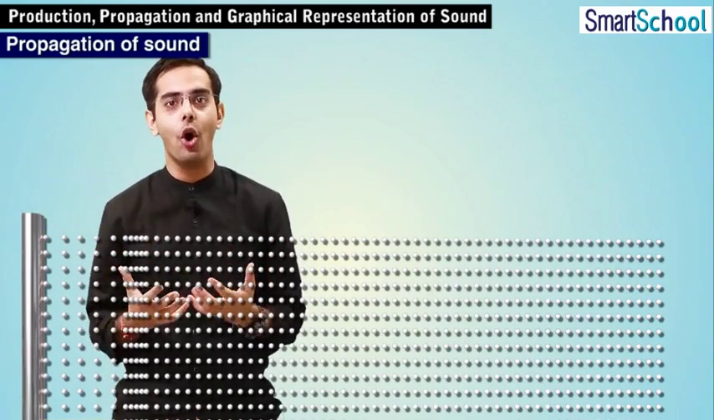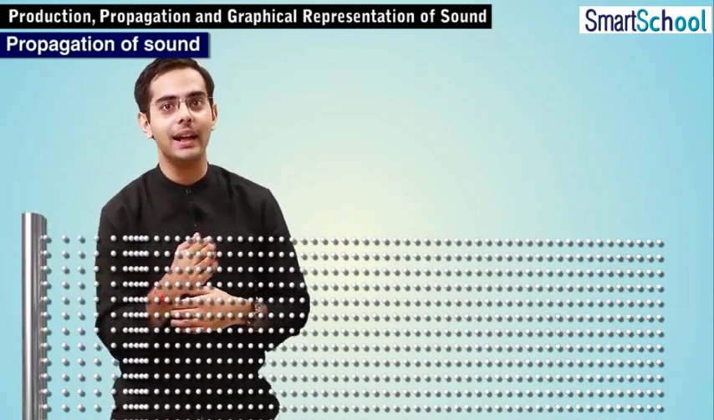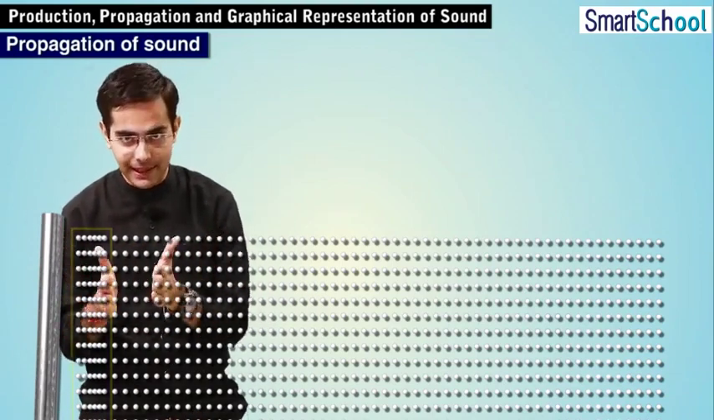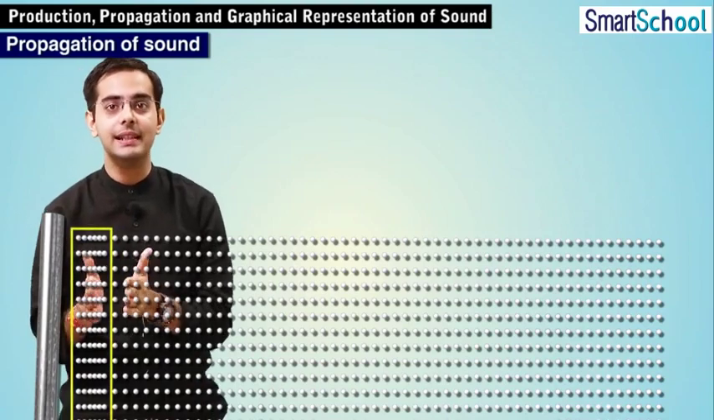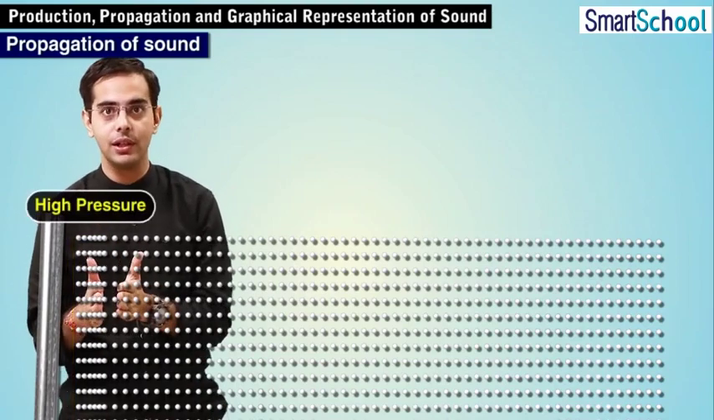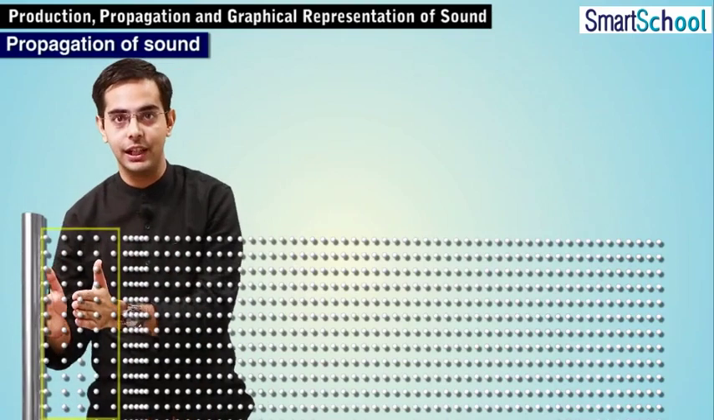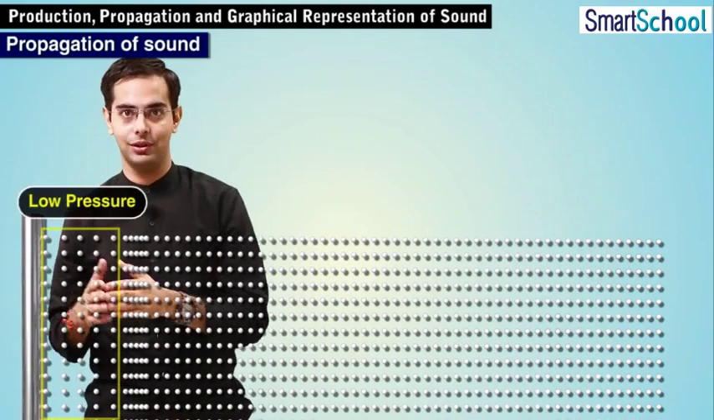So what is this prong actually doing in one back and forth motion? It pushes and compresses the air in front of it, thus creating a region of high pressure, and when it comes back, then it creates a region of low pressure.